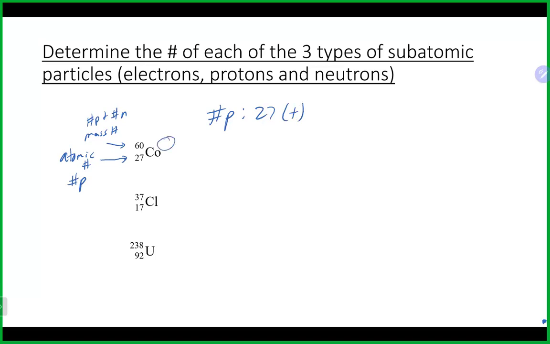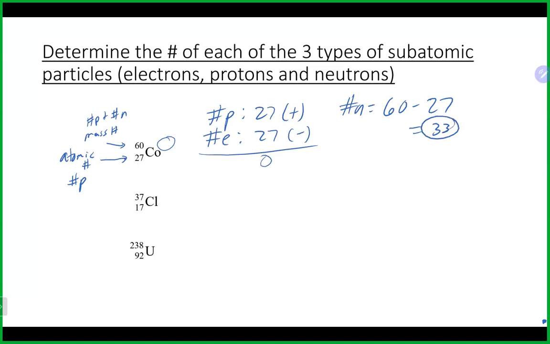We also could see here nothing written upper right, so we do know it's neutral, which means it should have a matching number of negatively charged electrons, right? Again, 27 positive protons along with 27 negative gives you that zero charge or neutralness that is there. For our number of neutrons, we're going top number minus bottom number, our mass number minus atomic number. So number of neutrons here, mass number 60 minus atomic number 27, 33 looks like a winner in that case. Any questions on that there?